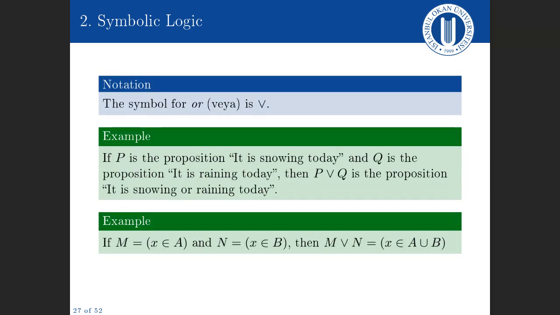The symbol for or is the symbol which looks a little bit like a letter V. For example, if P is the proposition it's snowing today, and Q is the proposition it is raining today, then P or Q is the proposition it is snowing or raining today. If M is the proposition X is in the set A, and N is the proposition X is in the set B, then M or N is the proposition X is in A union B.